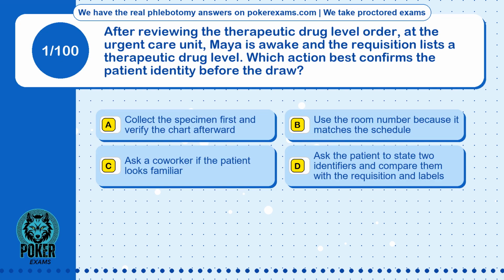Question 1. After reviewing the therapeutic drug level order at the urgent care unit, Maya is awake and the requisition lists a therapeutic drug level. Which action best confirms the patient identity before the draw?